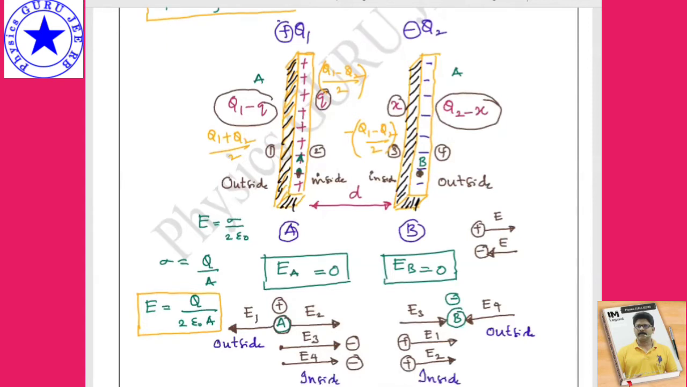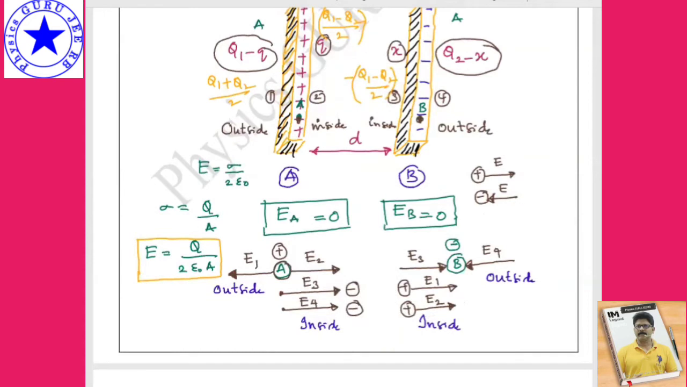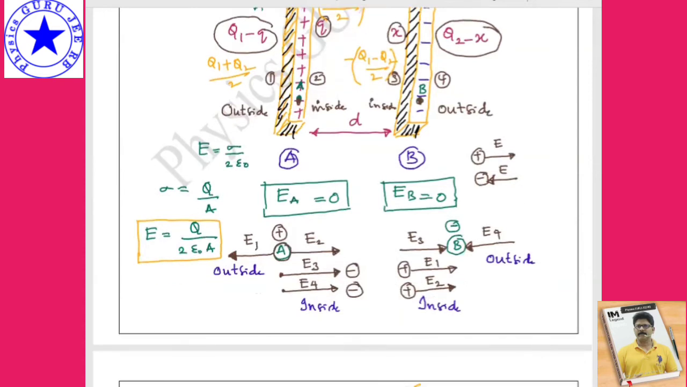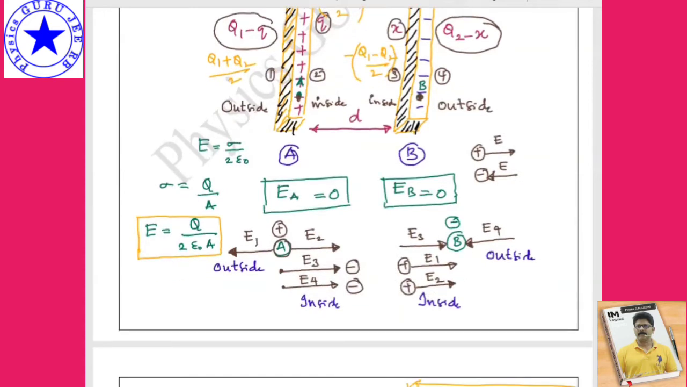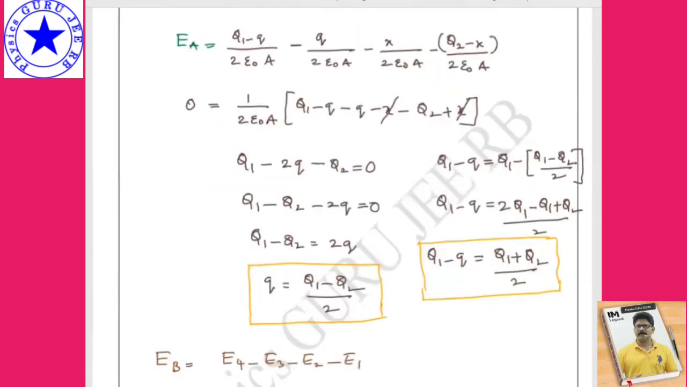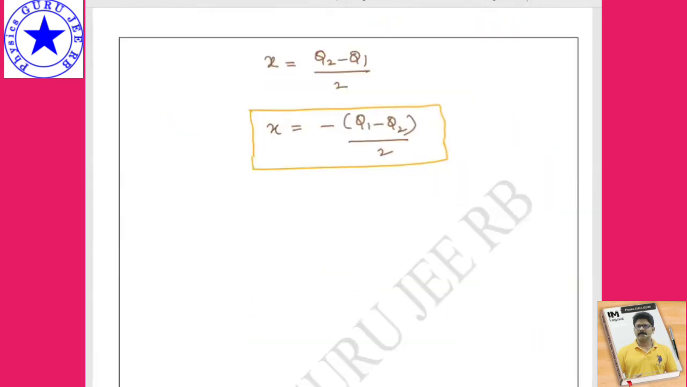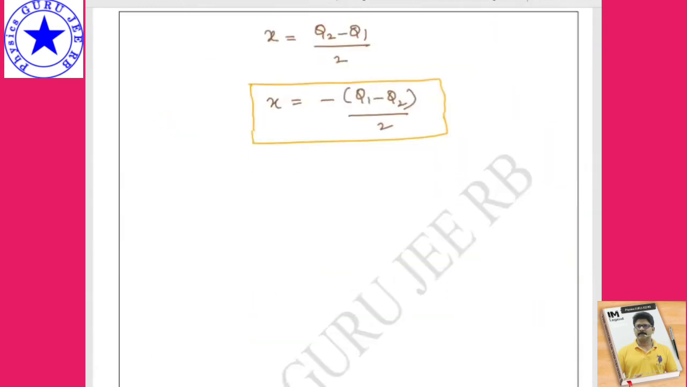Okay. Next, we'll try to calculate Q2 minus x outside. So can you calculate Q2 minus x? What will you be getting? Q2 minus x, right? So if I substitute Q2 minus x, let us see here. So we want to calculate Q2 minus x.